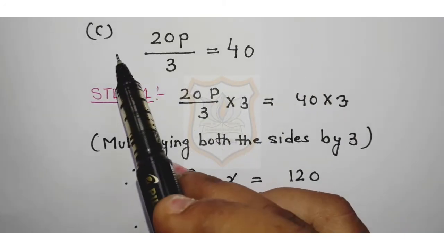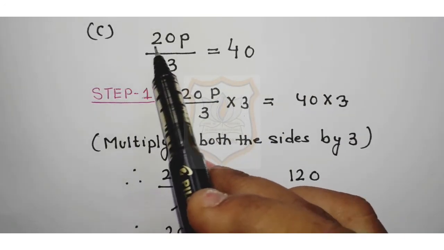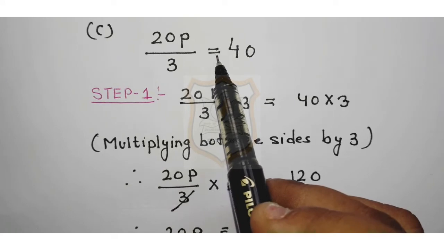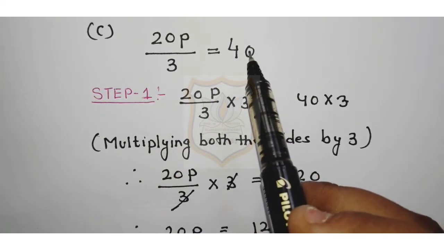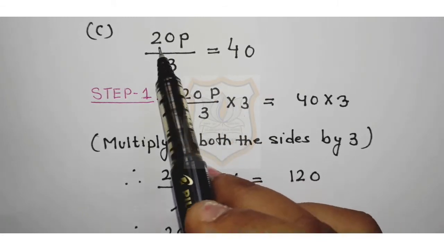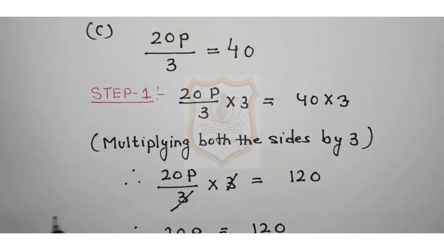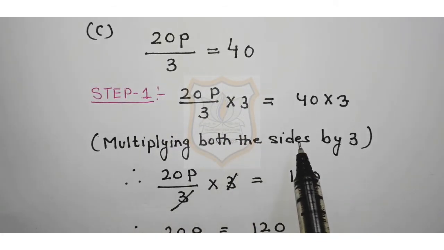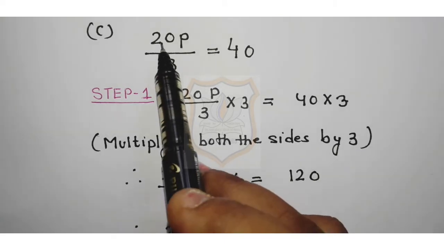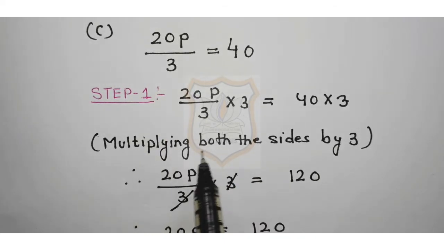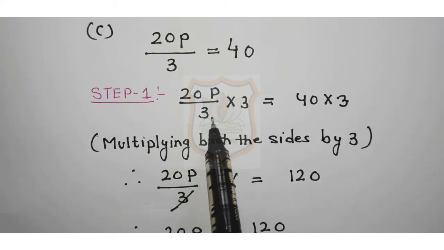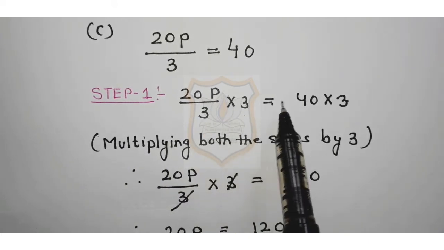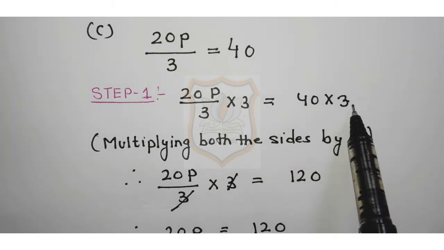Let's solve the C part of question number 3, and that is 20p upon 3 is equal to 40. Now, in this equation, first we have to separate this 3 from 20p. So, multiplying both sides by 3. To separate this, multiply both sides by 3. So step 1 is, 20p upon 3 is multiplied by 3 is equal to 40 also multiplied by 3.